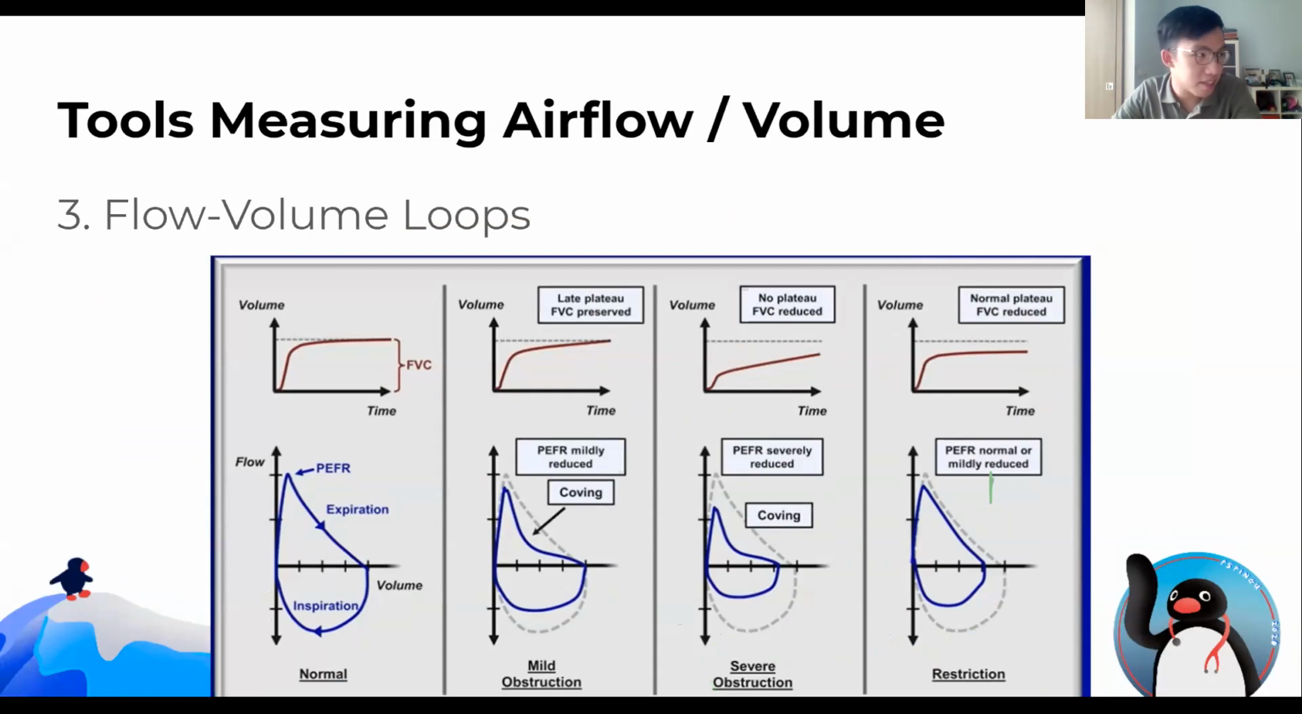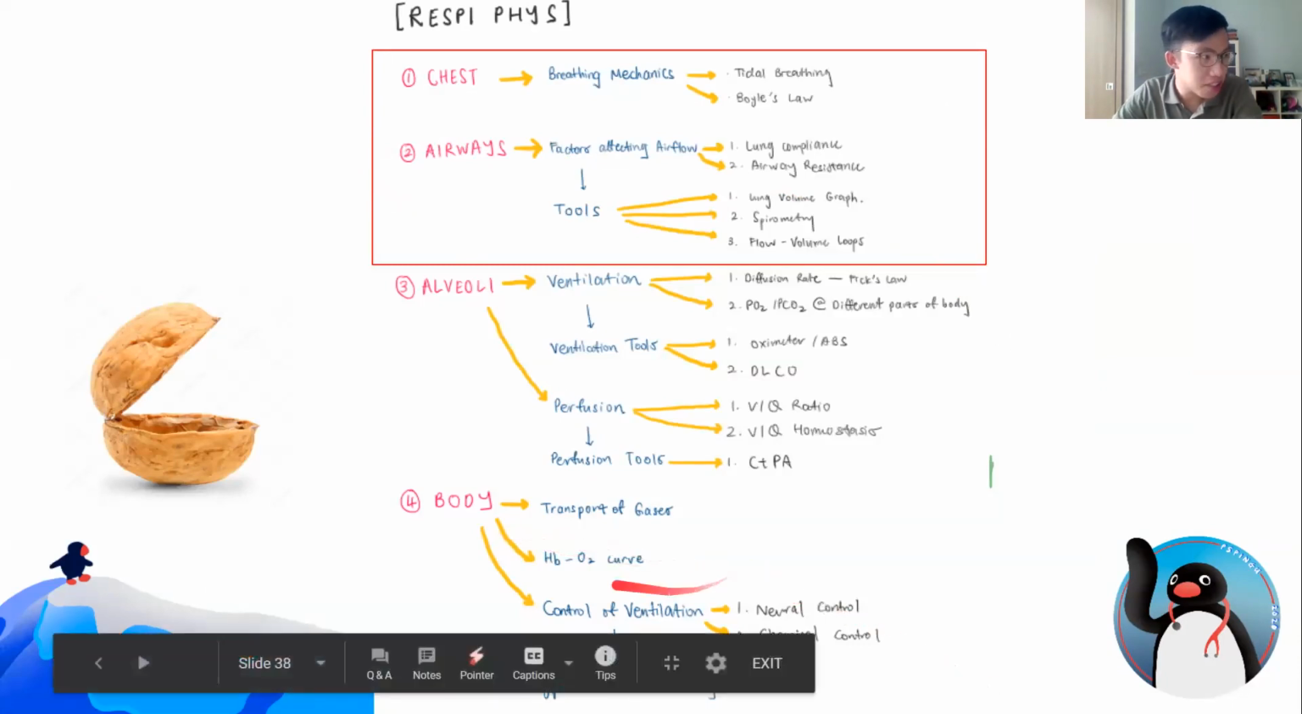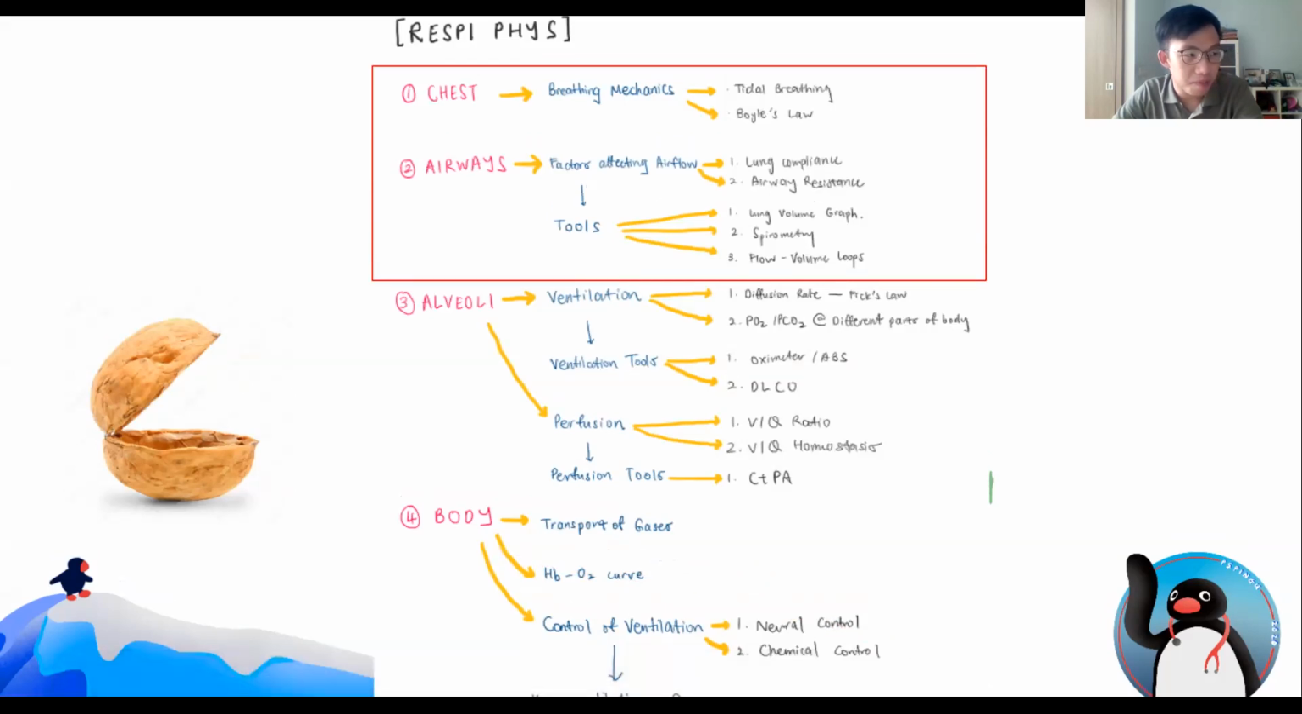All right. So I think that's more or less everything I got for you today. So we covered the chest and the airways, and we'll be covering alveoli in the body next. Okay, and if you have any questions, just drop them in the chat and we'll cover them. But if not, I think we'll just end the session over here.